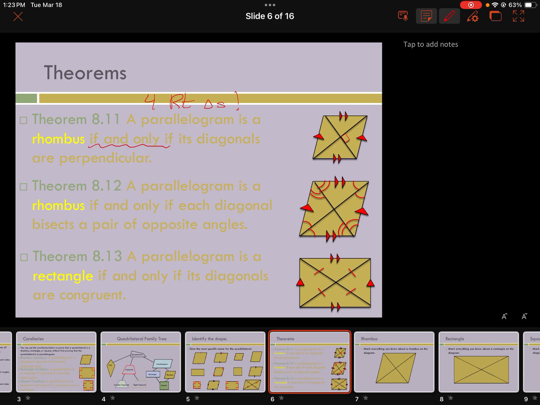Theorem 812 says that a parallelogram is a rhombus if and only if each diagonal bisects a pair of opposite angles. So notice the markings there.